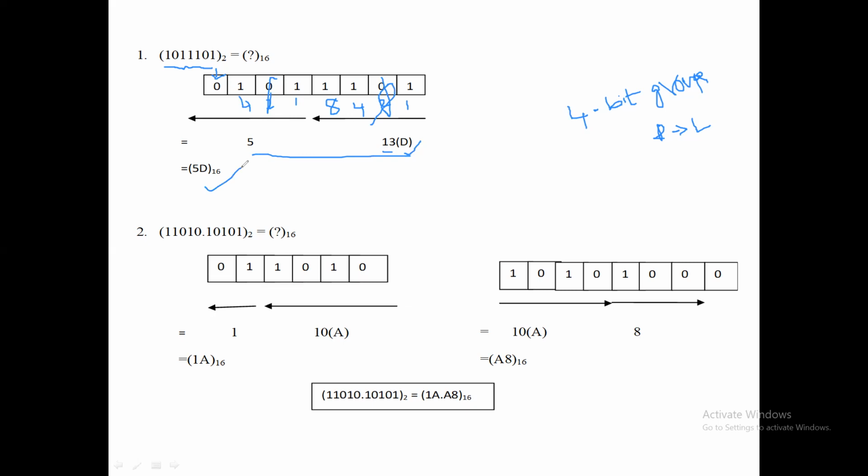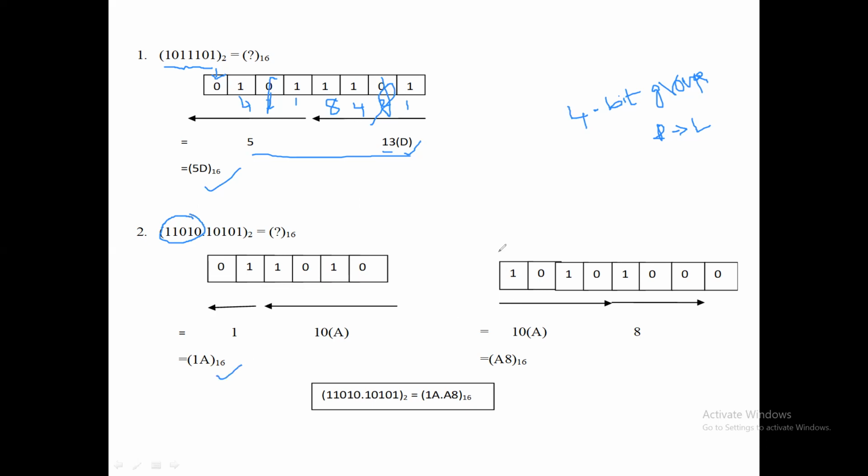So what is the point here? You need to group 4 bits starting at the rightmost bit and write down the equivalent numbers. Another example is given, 11010.10101. There is a decimal point in between, so you need to consider the integer part first and use the same process. Perform the 4-bit groupings here and write down 1A in base 16.